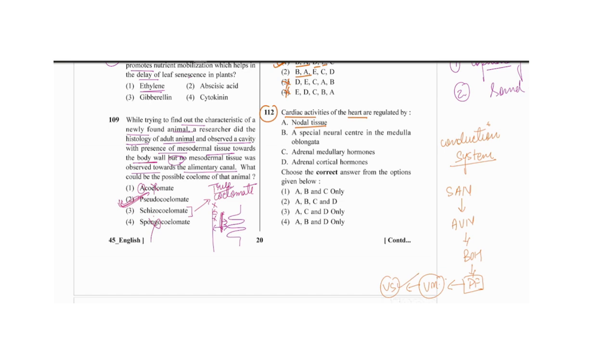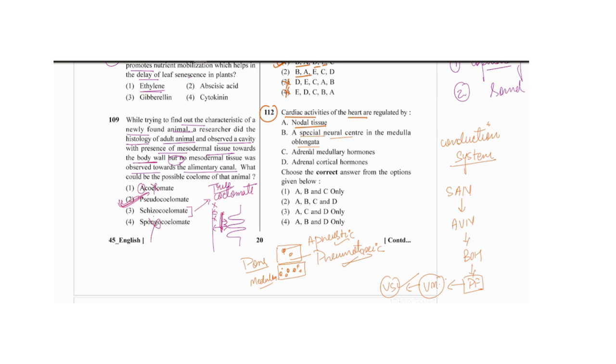Here, the cardiac activity is regulated by the nodal tissues or the special neural center in the medulla oblongata. It is present in the medulla oblongata, but it is controlled by the pons area, because in the pons we have seen the apneustic and the pneumotaxic centers. Two centers are present in the pons area, apneustic and pneumotaxic, and the rest of the centers like the respiratory rhythm center, cardiac activity center, vomiting center and sneezing center are all present in the medulla oblongata.